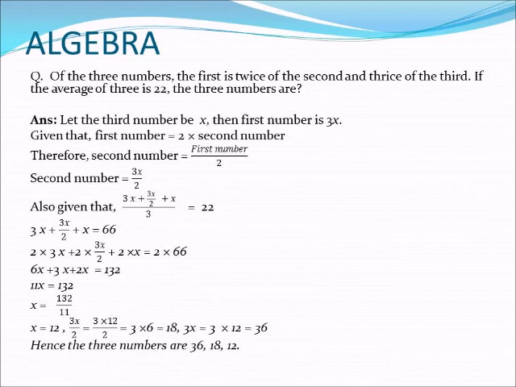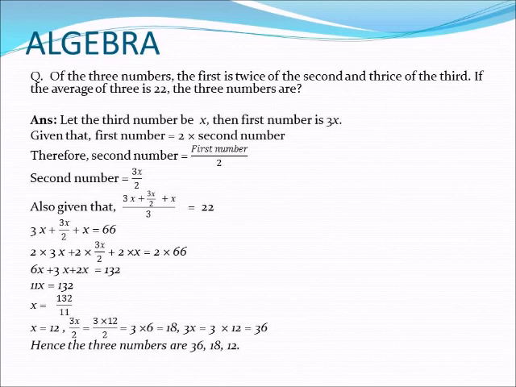Also given that first is twice of second, first number equals 2 times the second number, that means second number is equal to first number divided by 2. Here we have got the first number 3x, therefore second number is equal to 3x by 2.